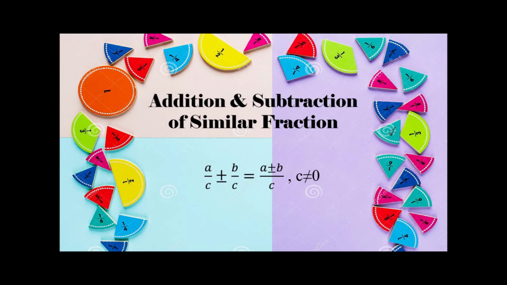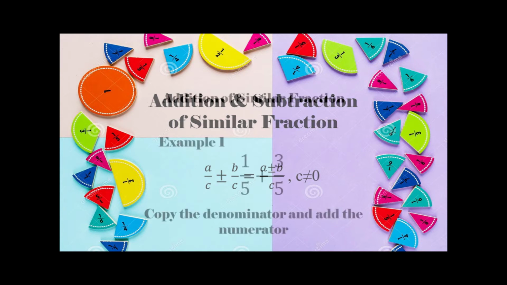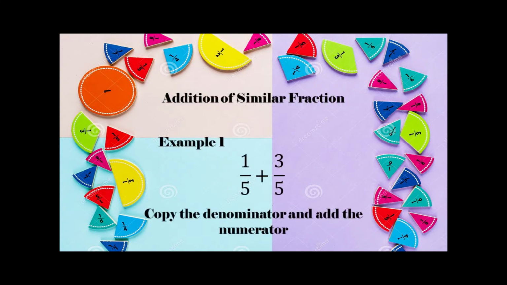The addition and subtraction of similar fractions. As you can see, we have A over C plus B over C, or A over C minus B over C, is equal to A plus B over C, or A minus B over C, where C is not equal to 0 because it is undefined. Addition and subtraction of similar fractions have the same procedure.